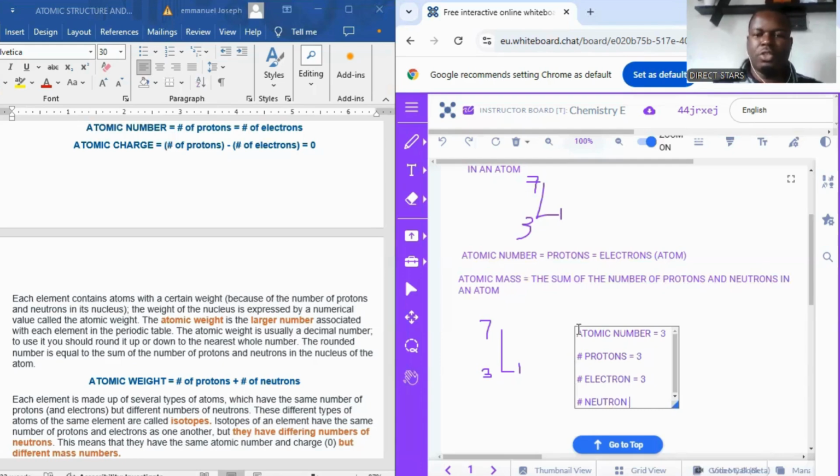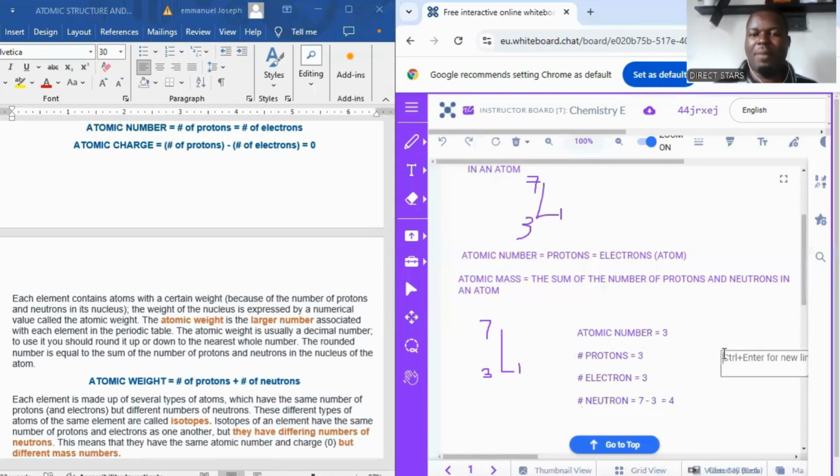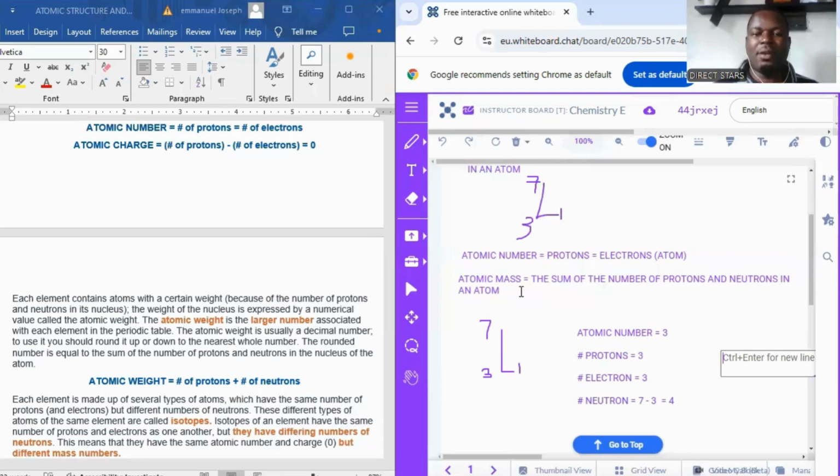Okay, and then the number of neutrons, since your mass number is 7, the number of neutrons will be 7 minus 3 protons, okay, to give 4. Okay, I believe this is clear. What we did is basically, since the mass number is the sum of protons and neutrons, you already know the mass number to be 7.